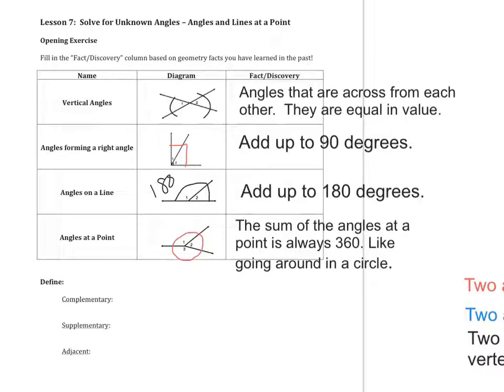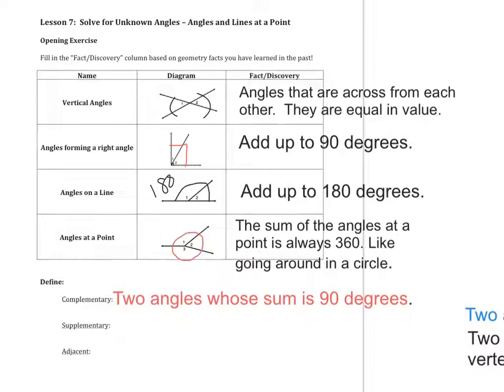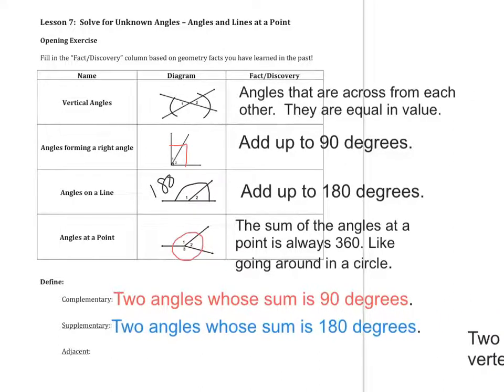We have some basic definitions that you should probably already know, but just in case, I want you to write them down again anyway. The first one is complementary. And the answer to that, or the definition, is two angles whose sum is 90 degrees. Supplementary, that's just very similar but different. It adds up to 180 degrees. So two angles whose sum is 180 degrees.